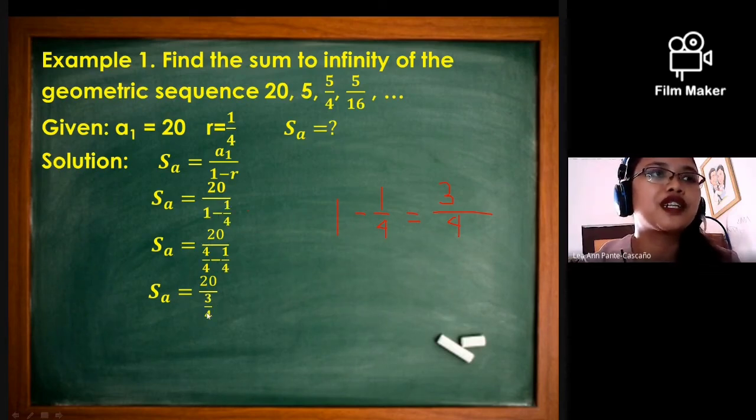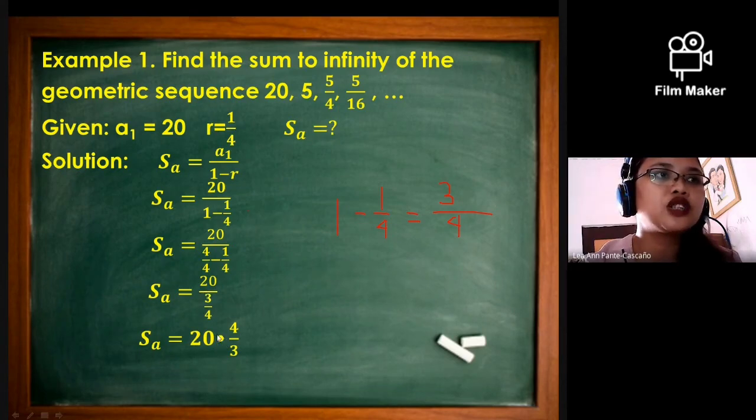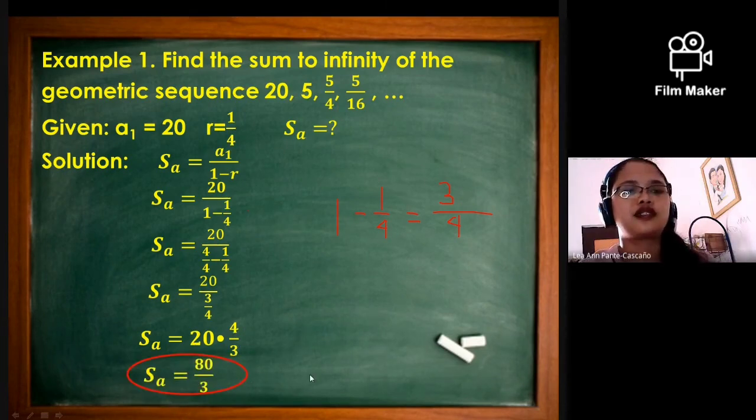Copy denominator 4. Rules in division of fraction. Copy the numerator 20. Change the operation from division to multiplication. Then get the reciprocal. 3 over 4 becomes 4 over 3. 20 times 4 is 80, divided by 3. So that will be the answer.